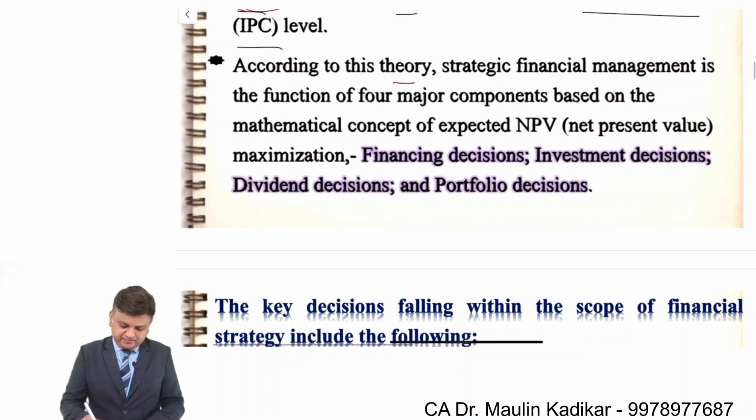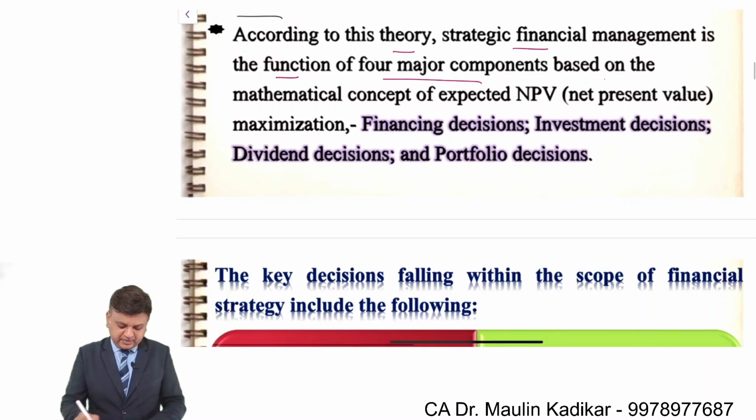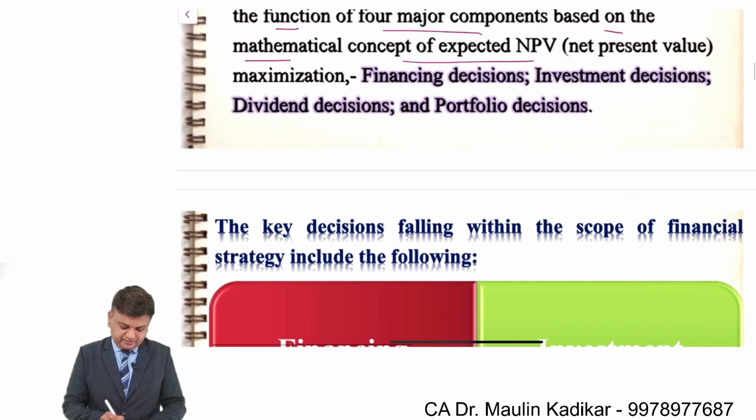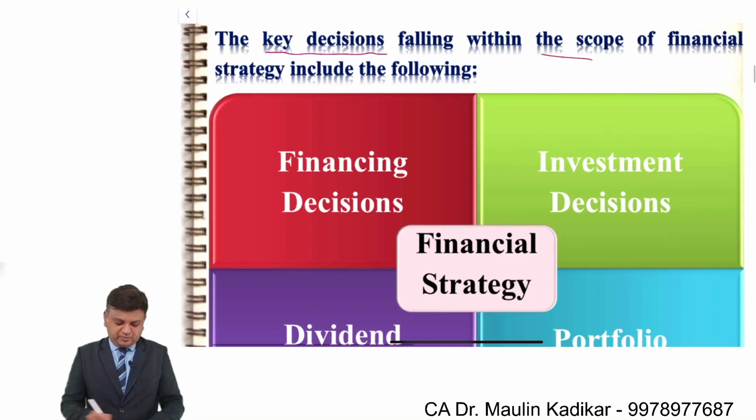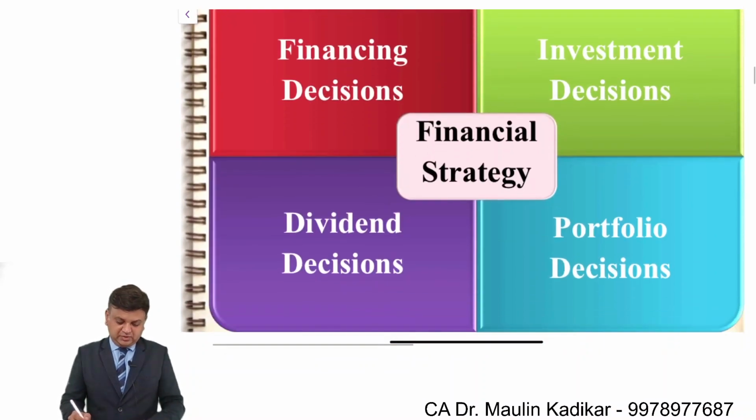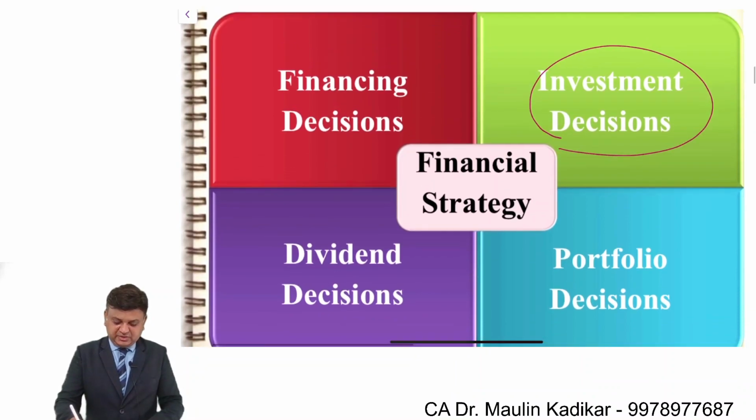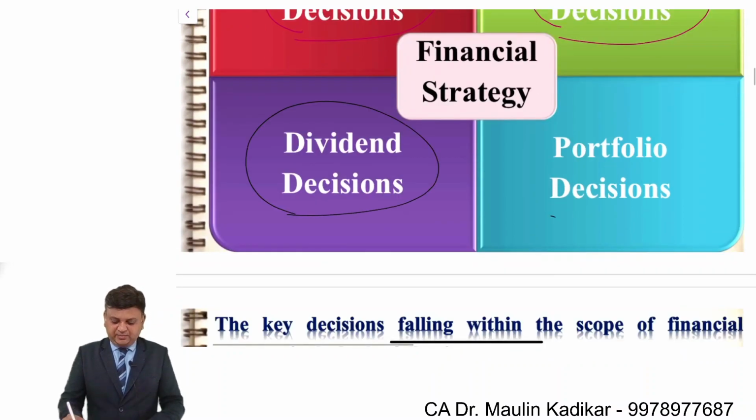According to this theory, strategic financial management is a function of four major components based on the mathematical concept of expected NPV maximization: financing decision, investment decision, and dividend decision. The key decisions falling within the scope of financial strategy include investment decision, that is capital budgeting; financing decision, that is the capital structure theory; dividend decision; and portfolio decision.